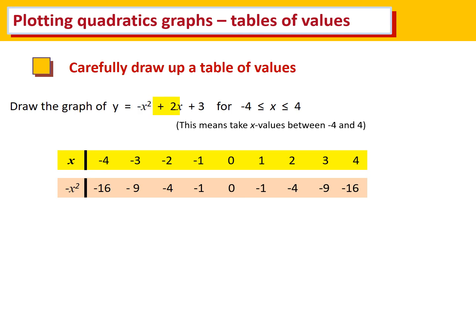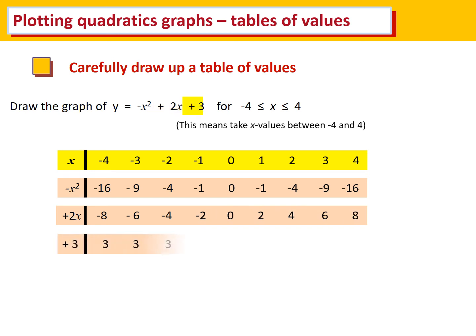Square x first, then times the answer by negative 1. Plus 2x is just plus 2 times all the x values. Negative 4 times 2 is negative 8. Negative 3 times 2 is negative 6. Negative 2 times 2 is negative 4, etc. And the plus 3 on the end is just a row of 3s.